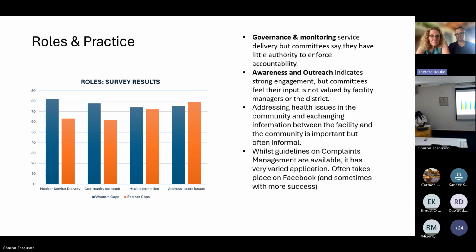They address health issues in the community. You know, these committee members are amazing. They get sidelined when they go to the shops. They're in their streets. People come and approach them and ask for support in terms of the health issues they're facing, but it's often in this informal way. And they've said that almost all of the committees are involved in complaints management, but the application is very varied. And often they've said that Facebook was the most effective way of getting some results.